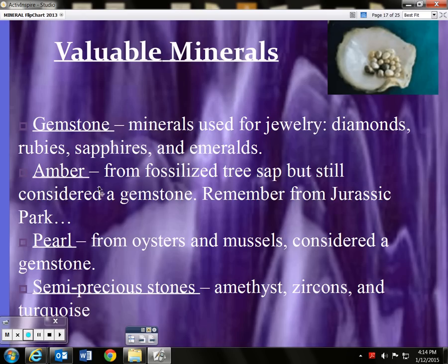Amber and pearls basically come from living things. So amber is fossilized tree sap, and pearls, basically, it's the mucus that an oyster or a shell puts around a particle of sand. And then we have some semi-precious stones, which you don't need to know. So basically, gemstones are minerals that are used for jewelry. Amber and pearls are not minerals, but they are used for jewelry.